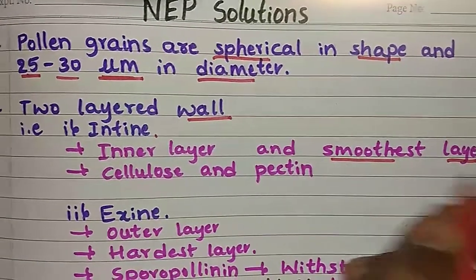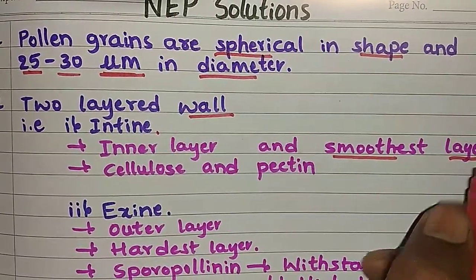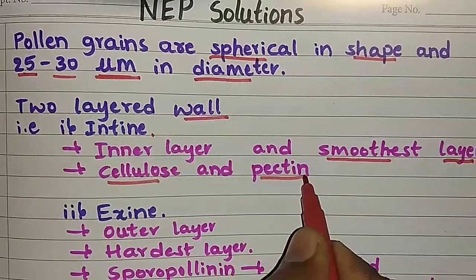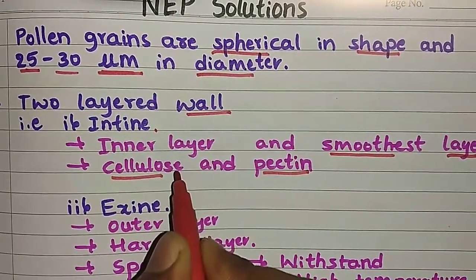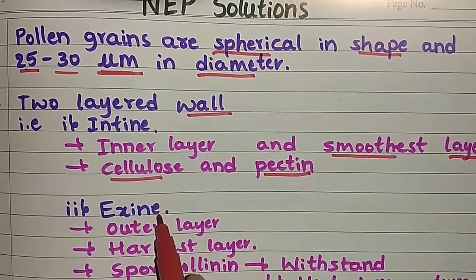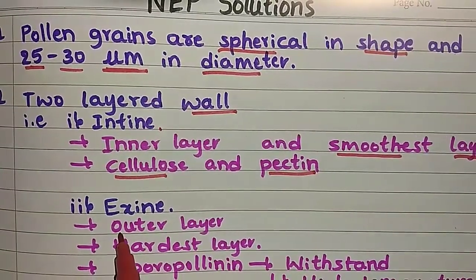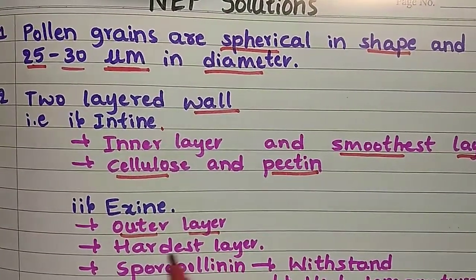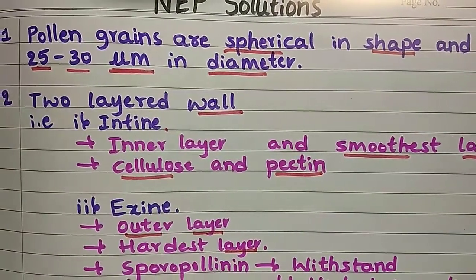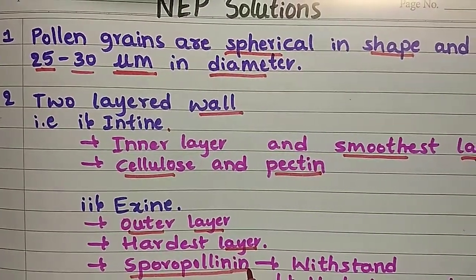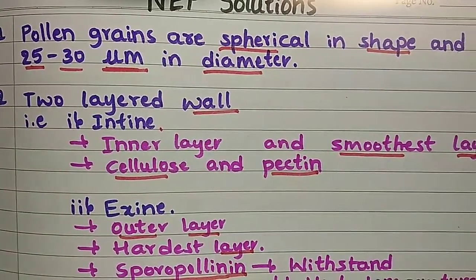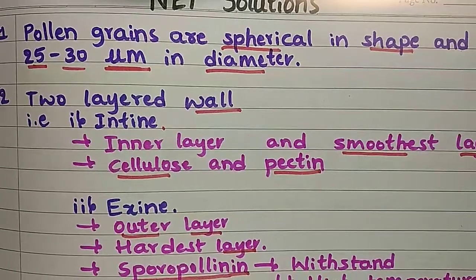Why is it the smoothest layer? Because it is made up of cellulose and pectin. So it is the smoothest layer, that is intine. And the second layer is exine. Exine is the outer layer and it is the hardest layer because it is made up of sporopollenin, which has the ability to withstand high temperature, alkali and acids.